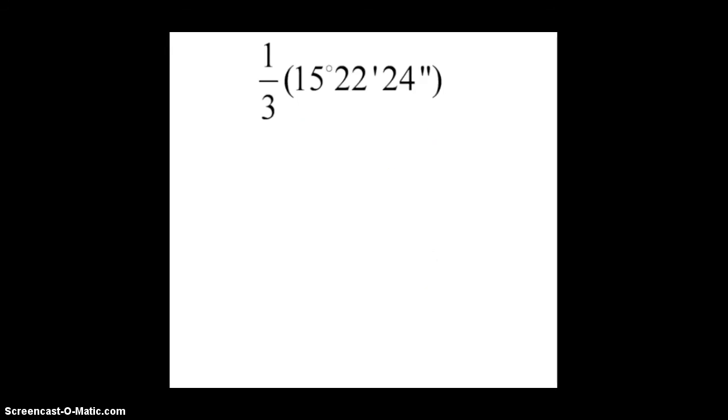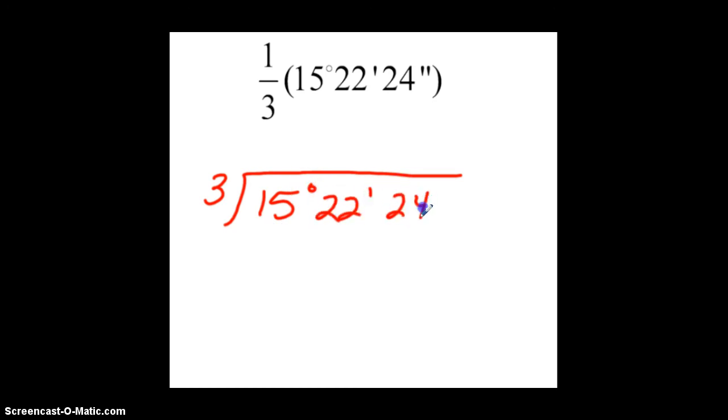Okay, so division is actually one of the harder ones to do because we do have to do long division in order to carry units and things like that. So here, when you're multiplying by a fraction, it's the same thing as dividing, right? So multiplying by 1/3 is just the same as dividing this angle measure by 3. So we're going to set this up as a long division problem. We're dividing 3 into 15 degrees, 22 minutes, 24 seconds.